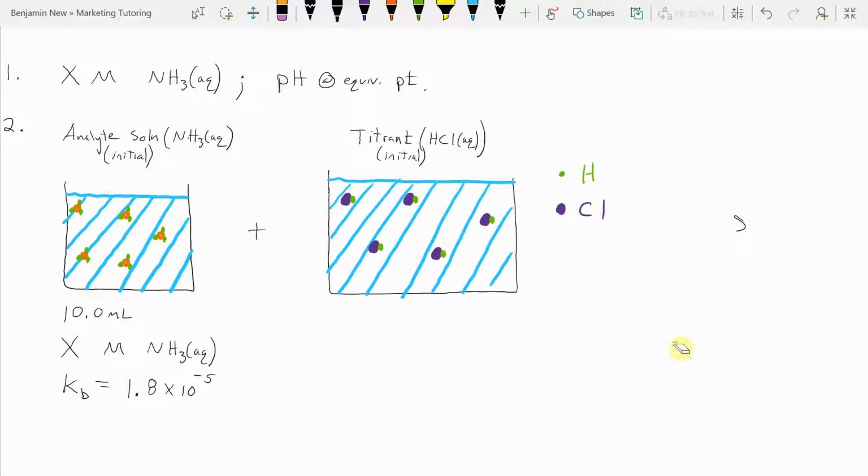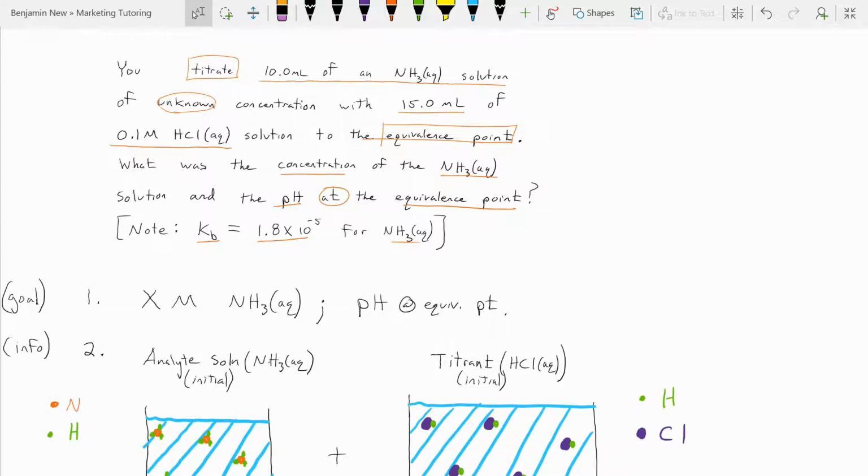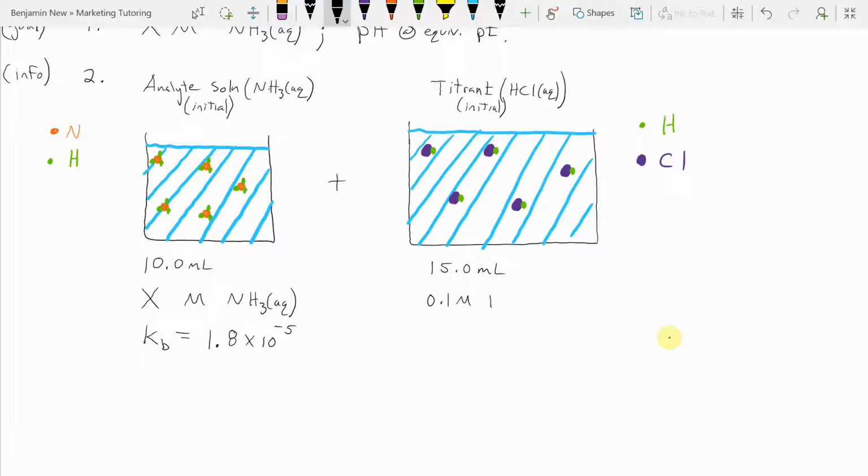And actually, before we do that, we should add the rest of the information for the HCl. We have 15 mLs of 0.1 molar HCl. So we can write that down. We have 15.0 mLs. In this case, we do know the concentration of the titrant. That is 0.1 molar HCl.